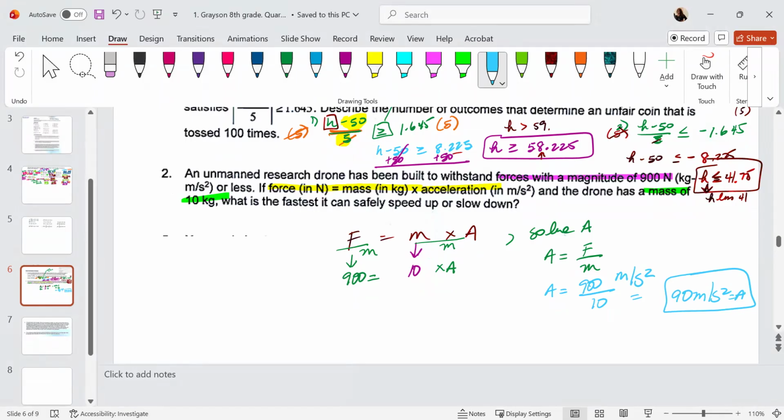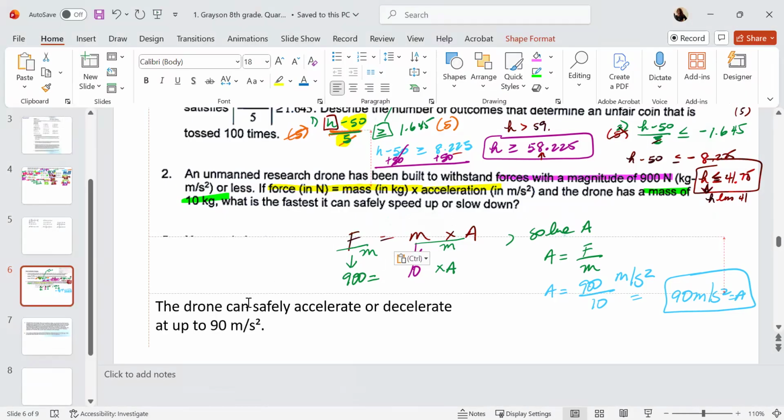There's really not much that we can do. Okay, so what you can say is, the question is, how can the drone safely accelerate? You're solving for how fast it accelerates or decelerates, how slow it's going. It will just be, the drone can safely accelerate and decelerate up to 90 meters per second. Is that the last question?